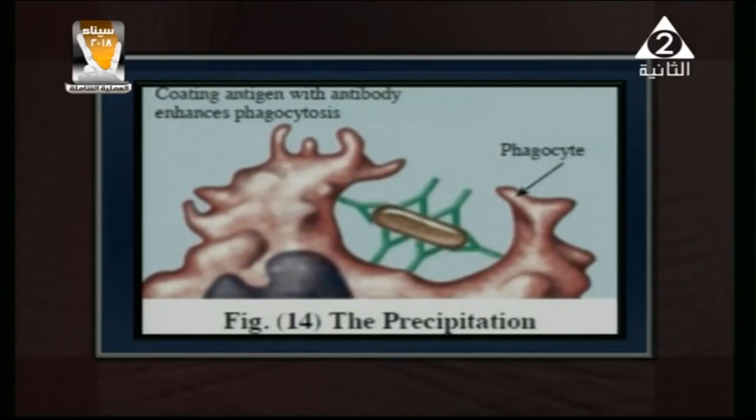We have here the phagocytes, and we have the coat of the antigen with the antibody that enhances or supports the phagocytosis for engulfing. And as we said, it happens only for the soluble antigen, to form the antibody complex, or the formation of insoluble antigen, as shown in the picture.